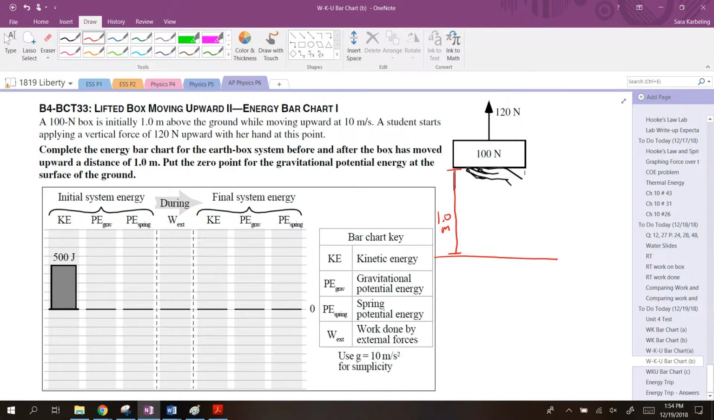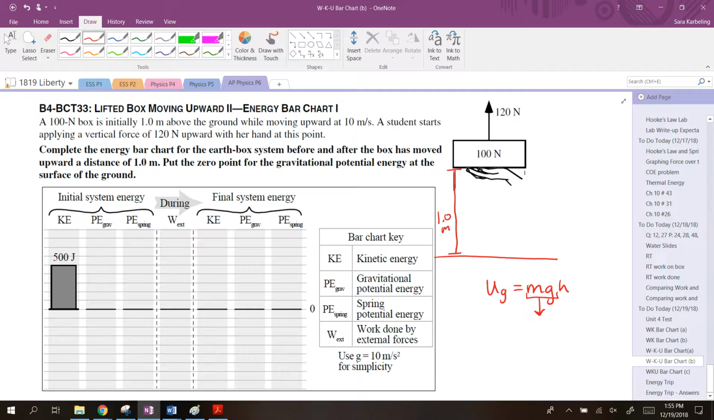So how much gravitational potential energy does the box have at the beginning of the story? How much does it have? Let's use g as 10, let's make it easy. So U sub G is mgh, right? What is mg in this one? That's the weight. We have the weight, we don't have the mass. What is the weight? 100.